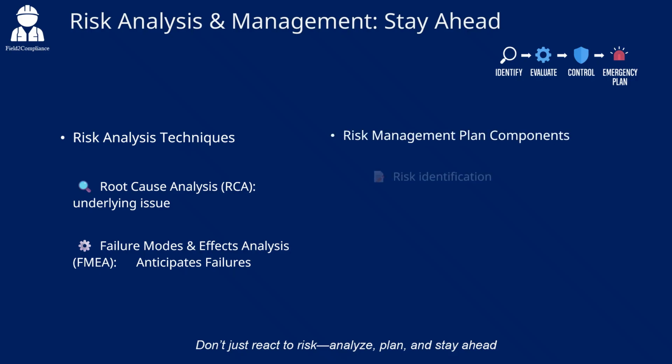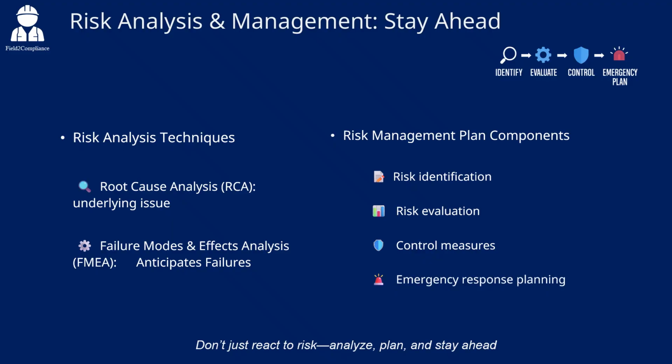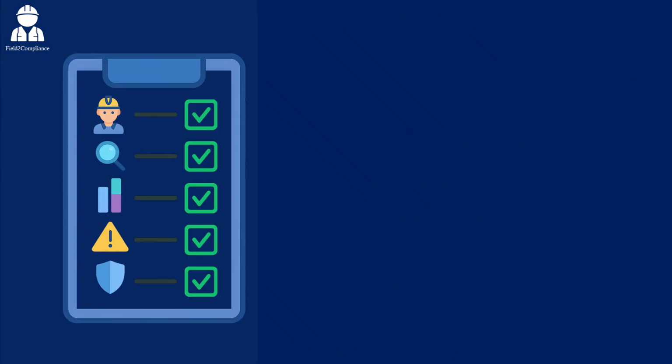On the right, we see the core components of a risk management plan. Start by identifying potential risks, then evaluate how likely and how severe they are. Put control measures in place to reduce those risks, and always include a solid emergency plan because even the best prepared systems can face surprises. Together, these tools help us move from reactive to proactive and from guessing to planning.